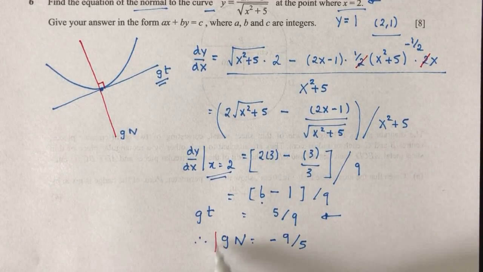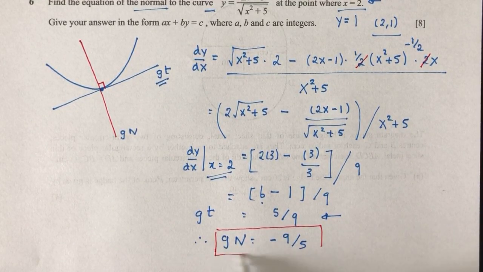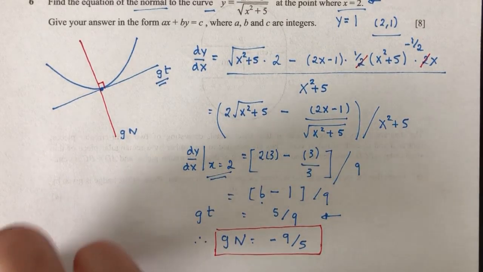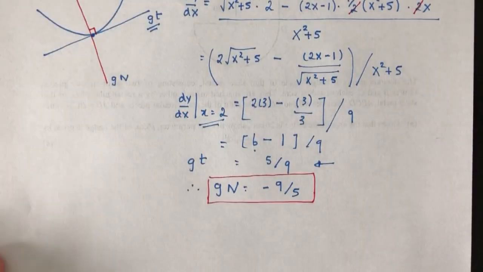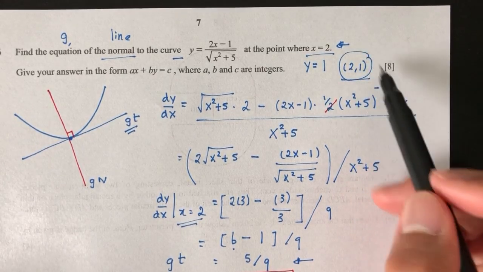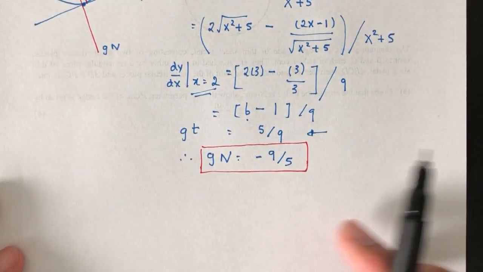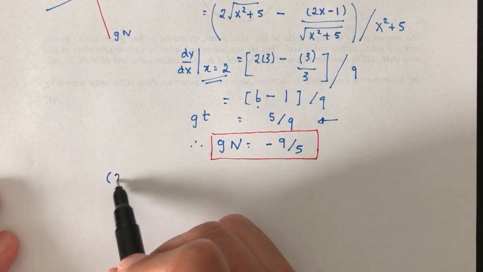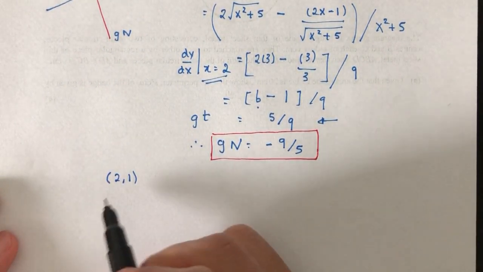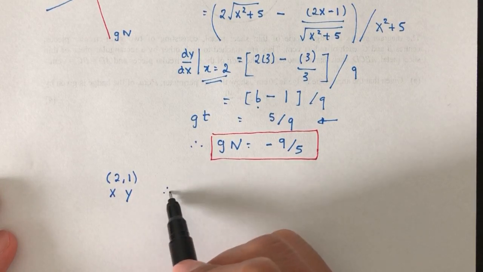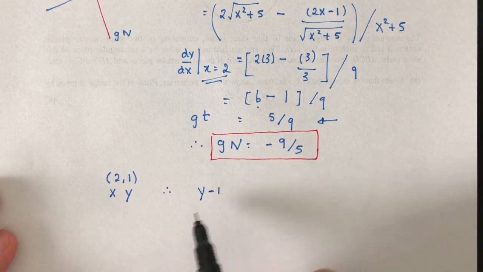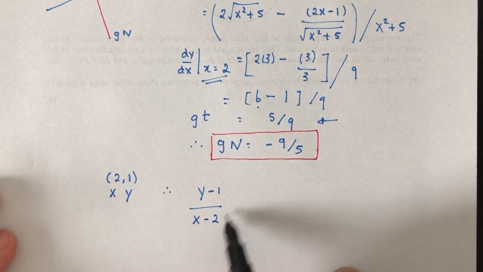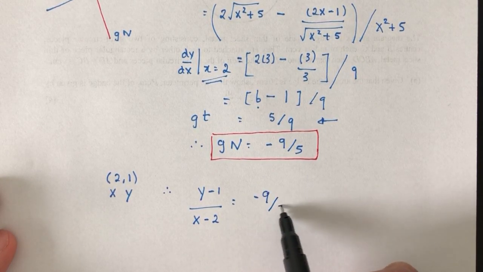So this is the first step. So now pretty easy now. If you want to find the equation of a line, if you know the point it goes through, which is (2, 1), and we know the gradient, so we can find the equation pretty easily. So the point is (2, 1). We call this one x and y. So the equation will be y minus 1 over x minus 2 equal to minus 9 over 5.